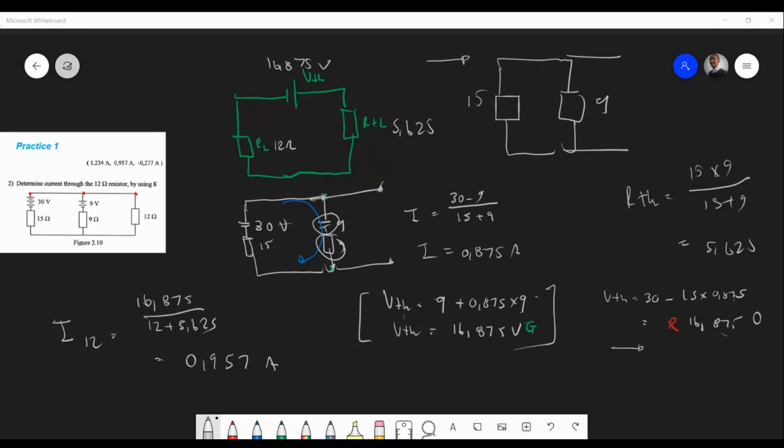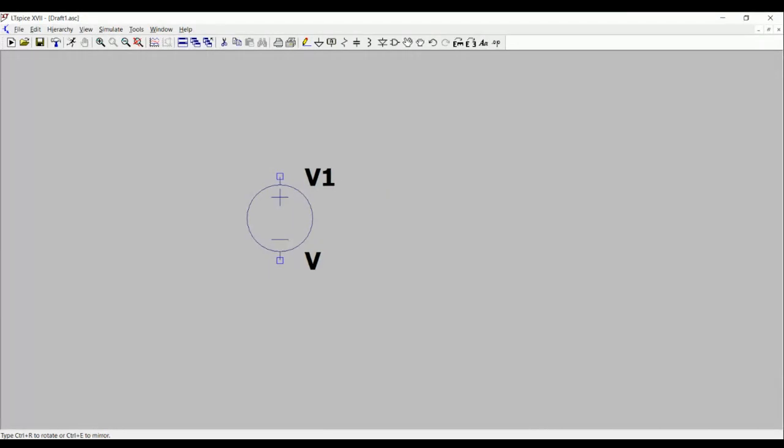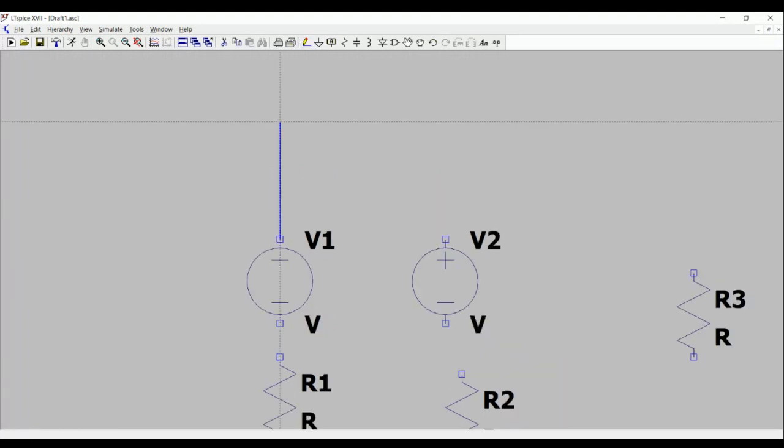Just to quickly show everyone, I'm going to open LTspice now, just to corroborate our answers over here and show everyone exactly what's happening. Just click here, get our voltage source. You have another one. Have a resistor here, another resistor here, and another resistor here. Then we connect our stuff like that.